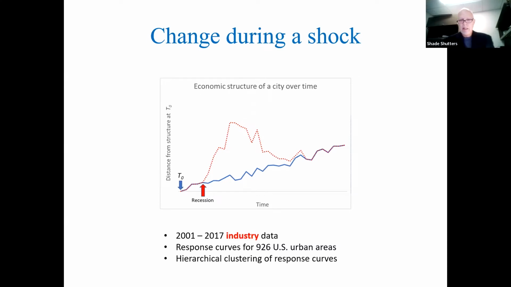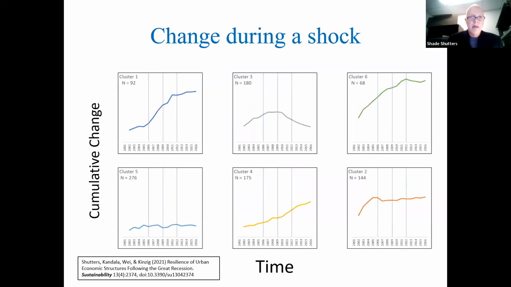And then to try to tease out some generalities from all of those results, we performed clustering analysis on the response curves and came up with just 6 of what I called dynamics archetypes. So in general, there were 6 ways that cities responded to the Great Recession. These curves represent those 6 types of cities. Each one is the average curve of all the cities in the cluster.